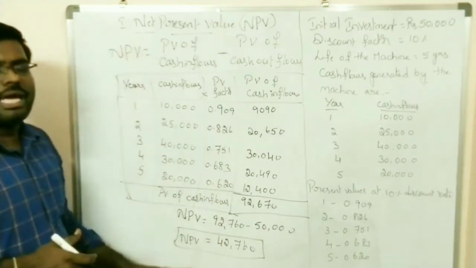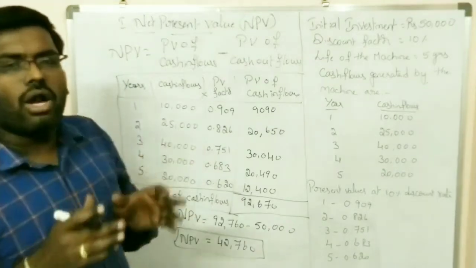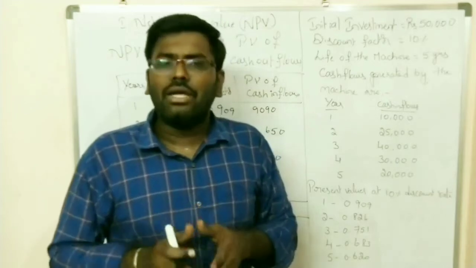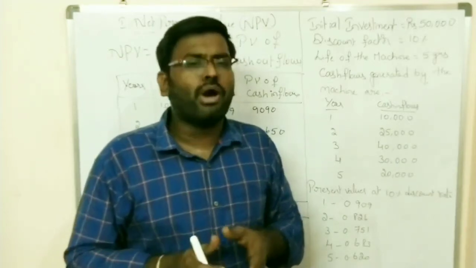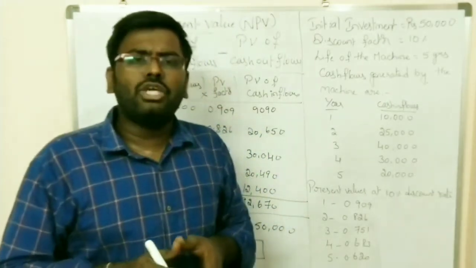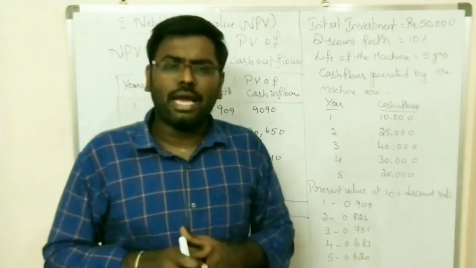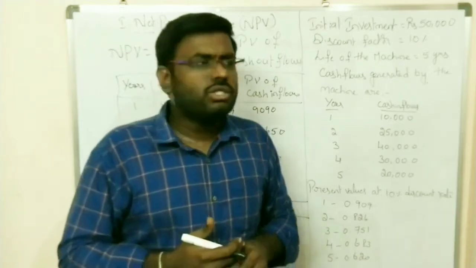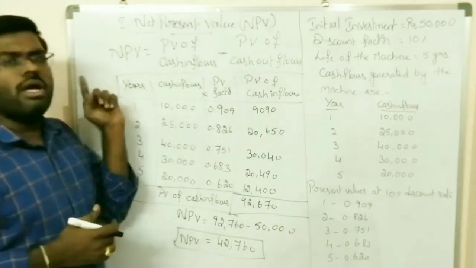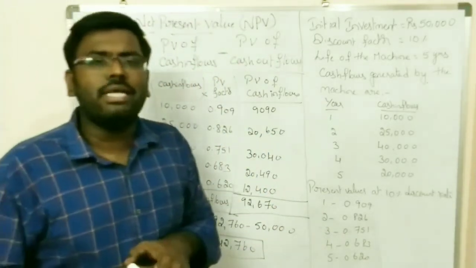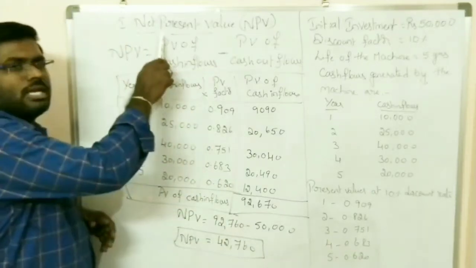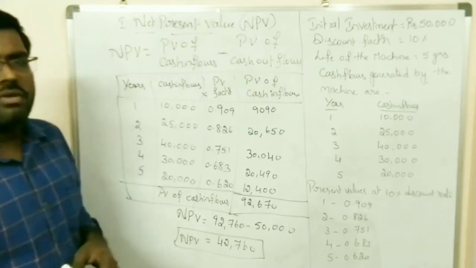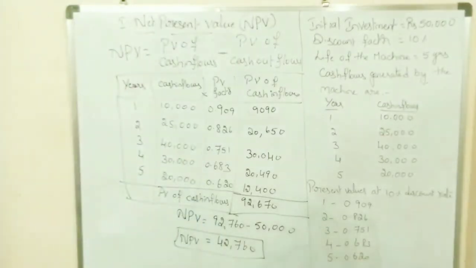We can write the narration as: according to the net present value method of capital budgeting, the calculated net present value is positive, so the machine can be accepted by the company. Like that you can write the conclusion. So this is the first method of the modern capital budgeting techniques, that is net present value. This is how we do the calculation. Now we will see the next method.